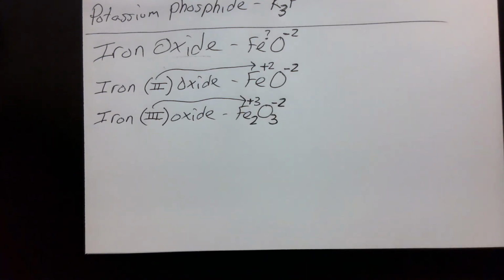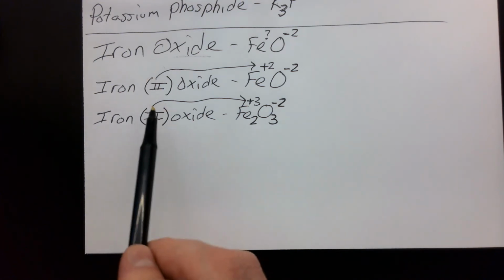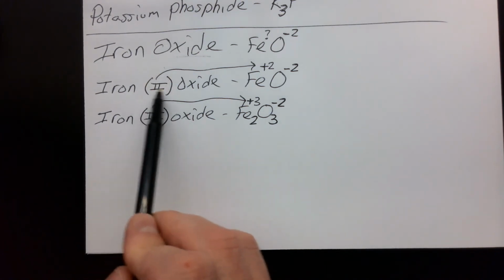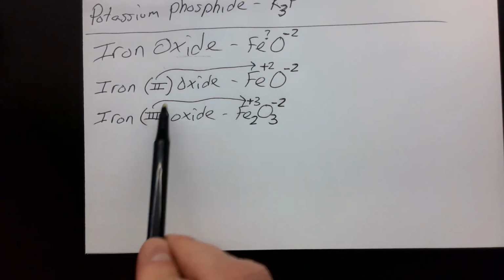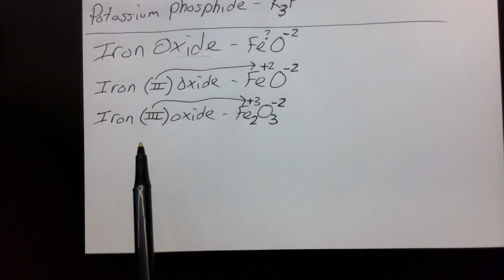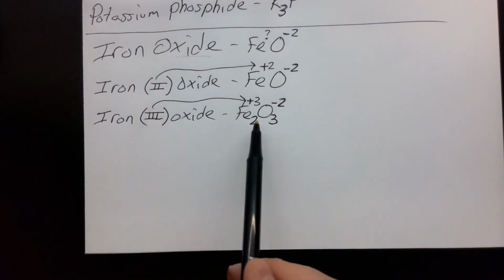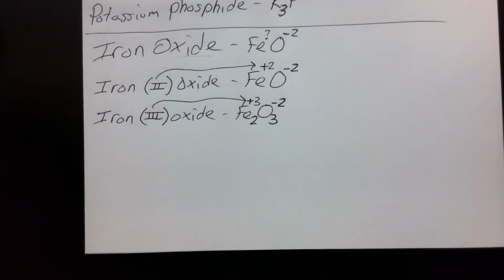But the biggest thing to remember, the biggest mistake people make, is they forget that the Roman numeral is the charge on the metal. The Roman numeral is the charge on the metal. The Roman numeral is not one of these numbers, okay? It's the charge on just the metal. So let's do another example.